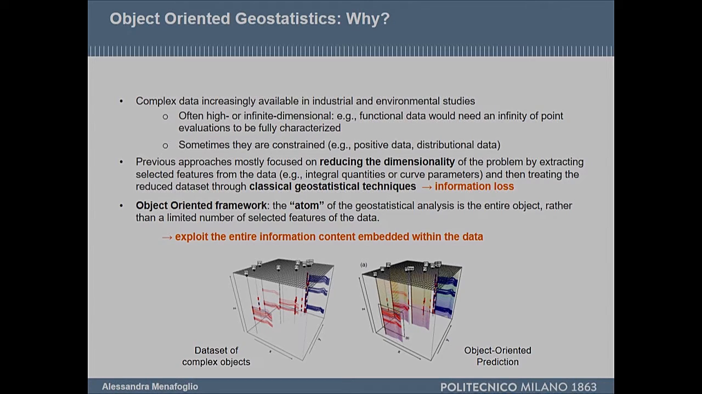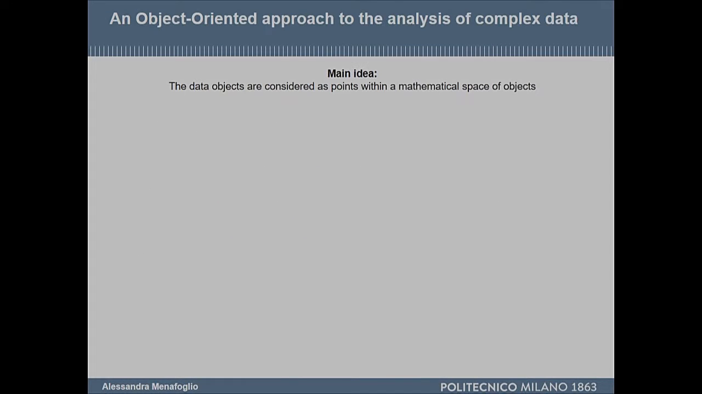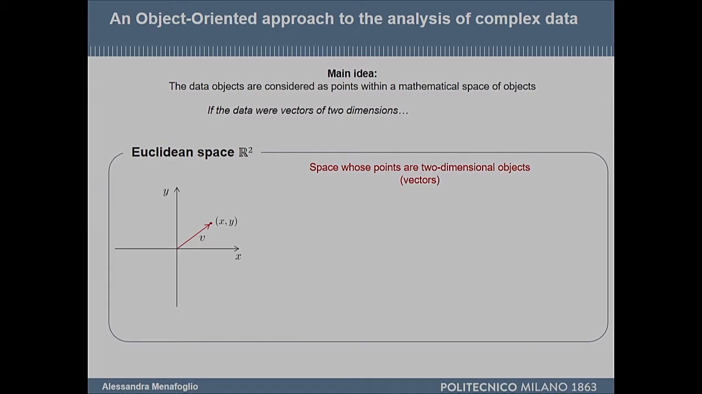So for this reason, we use an object-oriented framework in the sense that the atom of the analysis is the entire data, the entire curve, and not only one or two of the characteristics of the curve. So the main idea of the project is that the data are objects within a mathematical space. So we come back to a rather simple case, the case of Euclidean data of 2 dimensions.